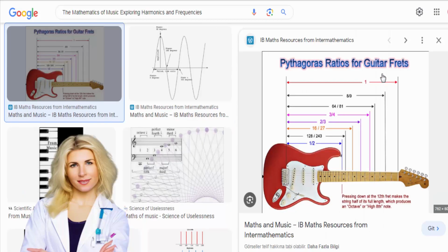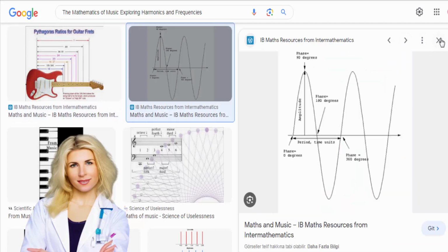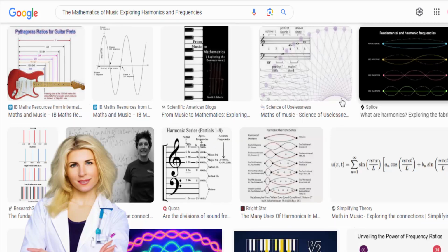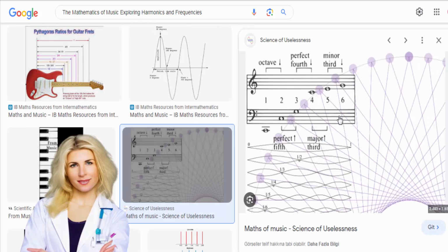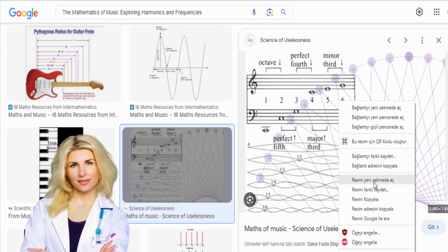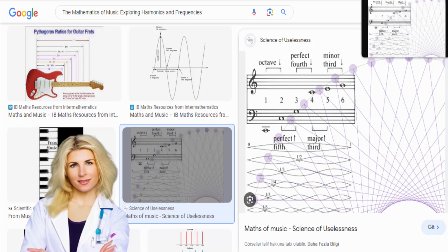The mathematics of music is a fascinating field that explores the relationship between sound, harmonics, and frequencies. Understanding these concepts can provide insights into how music works and why certain combinations of notes and chords are pleasing to our ears. Here's an overview of the key mathematical concepts involved.